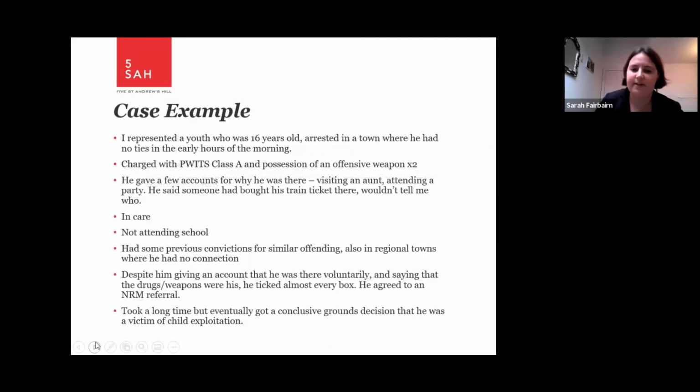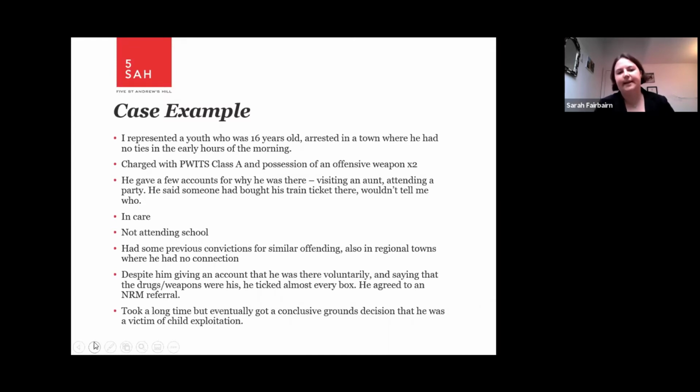So just to put some flesh on the bones with regard to those warning factors, this is a case example from a 16-year-old boy that I represented last year. Now, he was arrested in a town where he had no connection whatsoever in the early hours of the morning. He was arrested for possession with intent to supply Class A drugs, possession of an offensive weapon ×2.